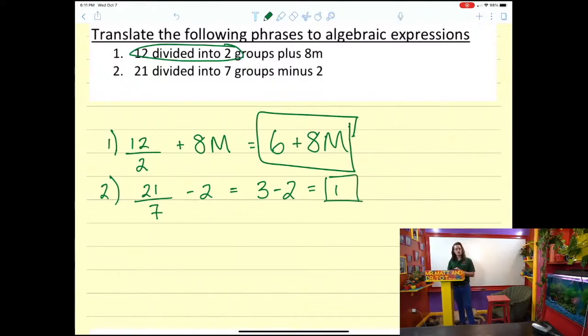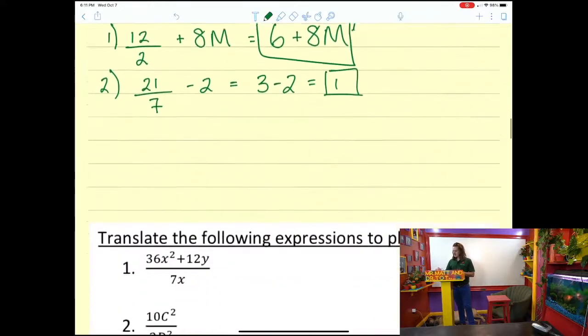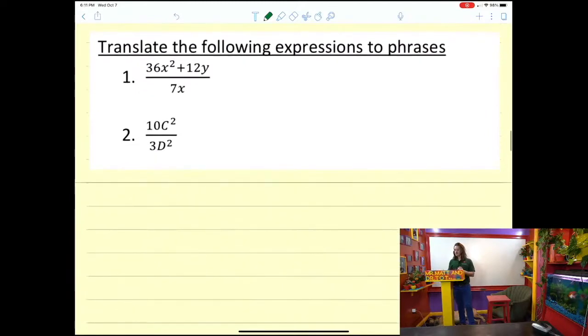If you have any questions, please let me know. Otherwise, let's take a look at these two problems. I'm going to give you 4 minutes. I'd like you to translate the following expression into phrases. So just the opposite of what we were doing with the last two problems.